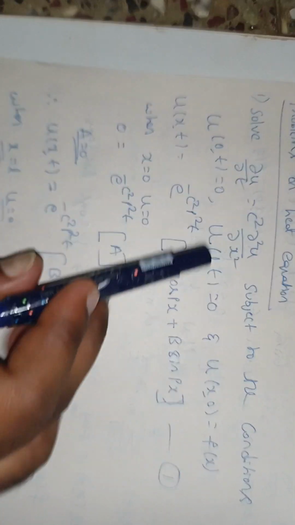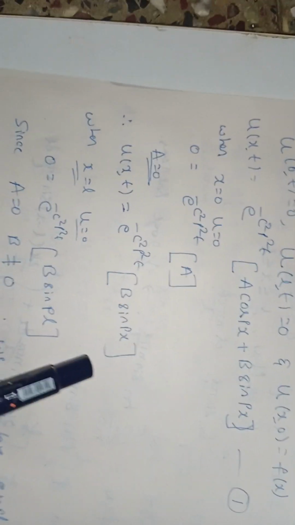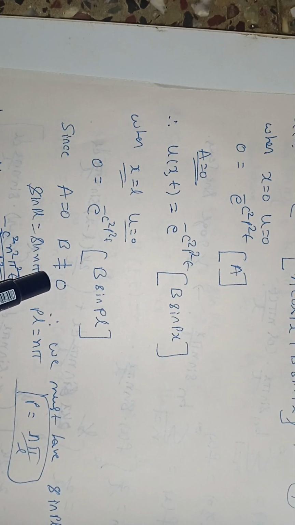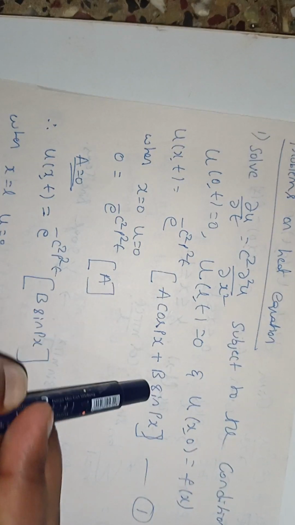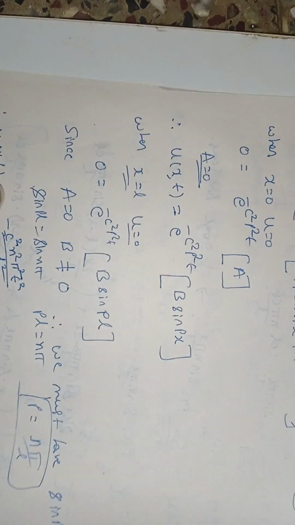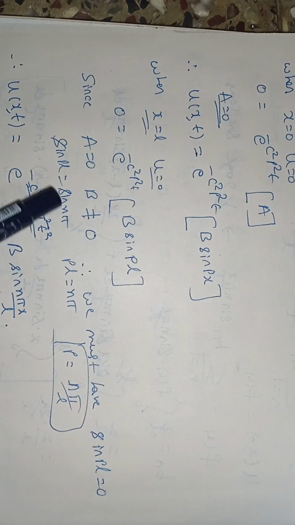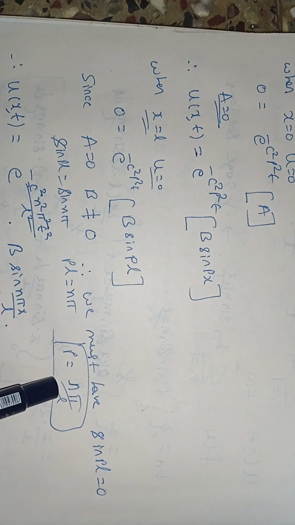I am using the next condition. When x is l, u is 0. So 0 equals this term. Again, since a is 0, b cannot be 0, because if both a and b are 0, the whole term vanishes. So b cannot be 0. We must have sin pl = 0. If sin pl is 0, sin pl is sin nπ, so pl is nπ, so p is nπ/l.